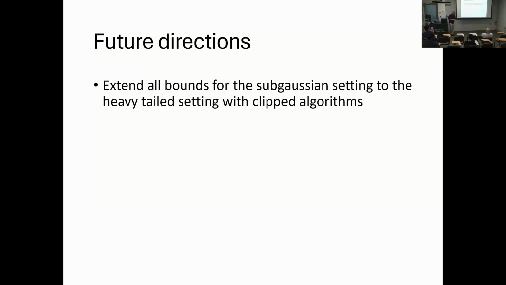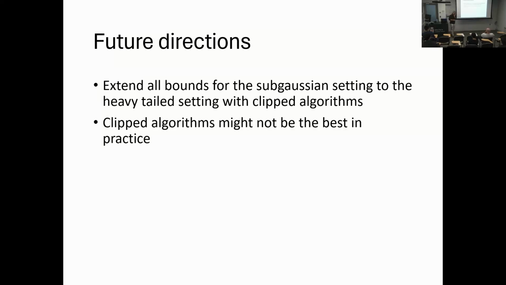I'll briefly mention some interesting questions that are left open. It would be nice to get all the same results for the clipped algorithms as for the algorithms in the sub-Gaussian case. We get it for many of them, but for some settings, like constrained optimization with accelerated gradient descent, it seems a bit tricky. I don't know how to do it.